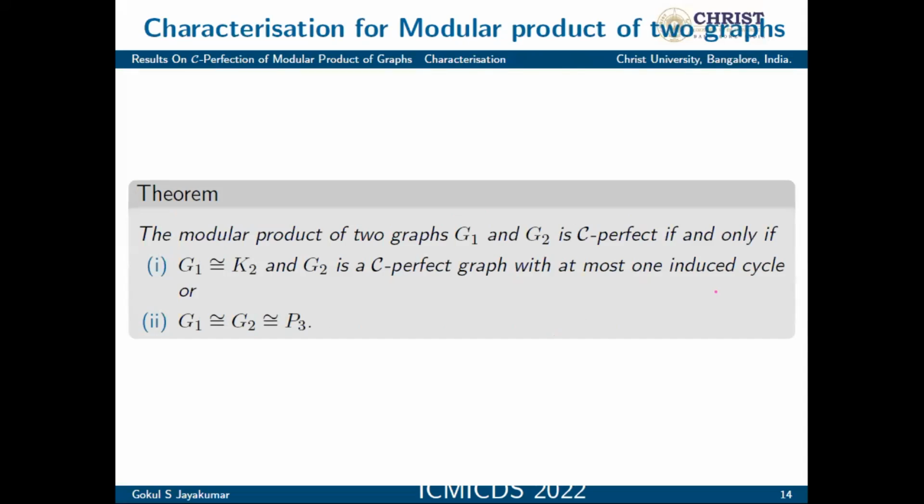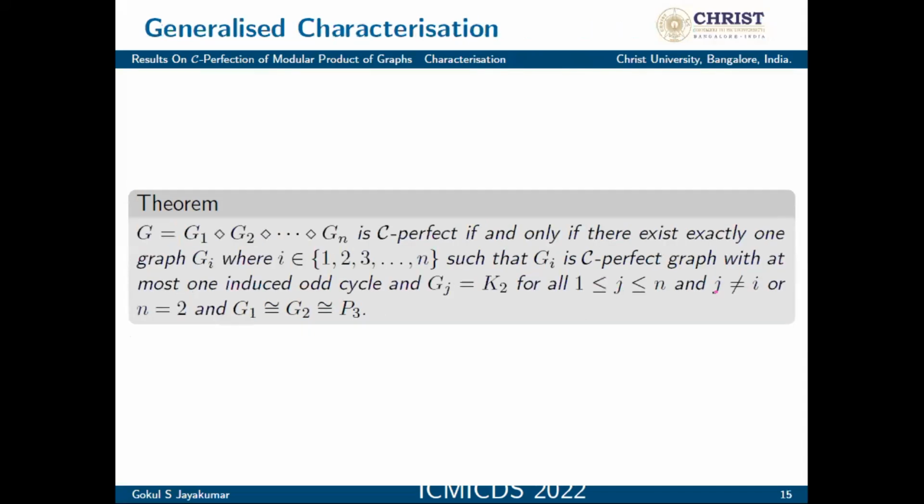The modular product of two graphs G1 and G2 is C perfect if and only if G1 is isomorphic to K2 and G2 is a C perfect graph with at most one induced cycle, or G1 and G2 are isomorphic to P3. And this is the generalization for n number of products.